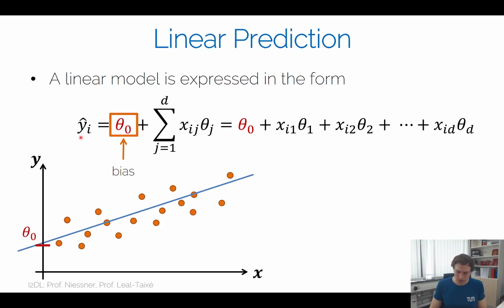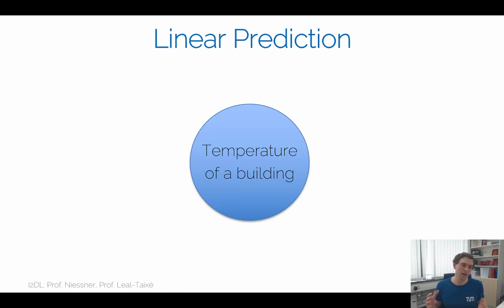and then we can make predictions y i hat. So let's take a simple example, like the temperature in a building. I can tell you right now it's pretty warm at the moment, so there must be some pretty strong indicators that the temperature is high. If we are looking at the temperature, there could be a couple of combinations that determine the temperature in a building.